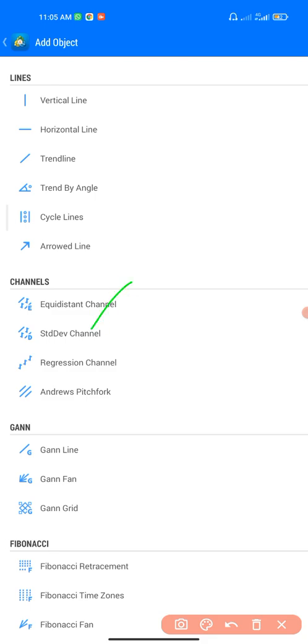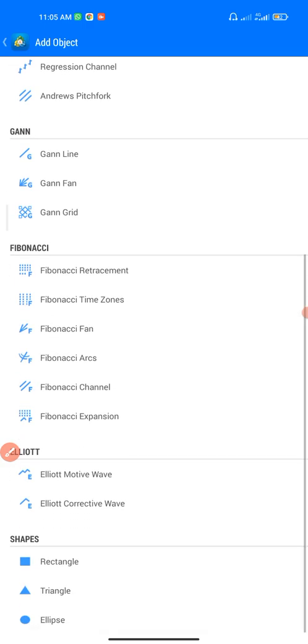Then I don't use this. I don't use this. You don't have to use all the tools here. Okay, let me quickly go straight to the ones I use.